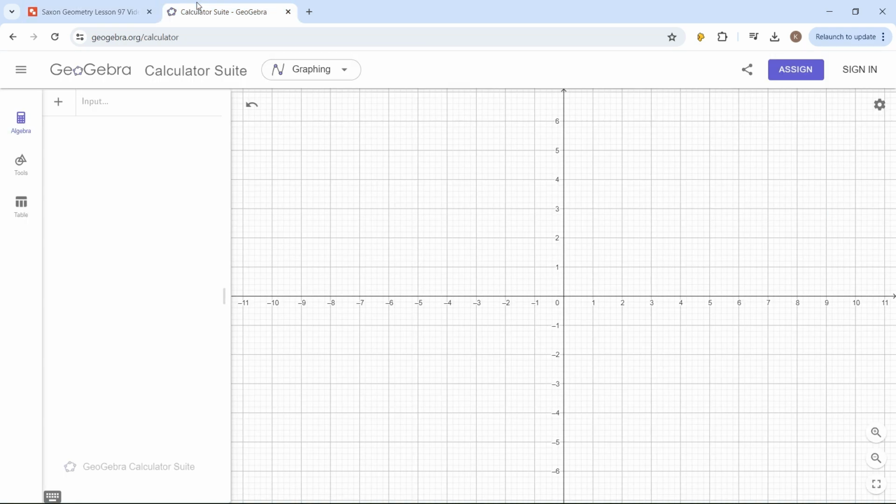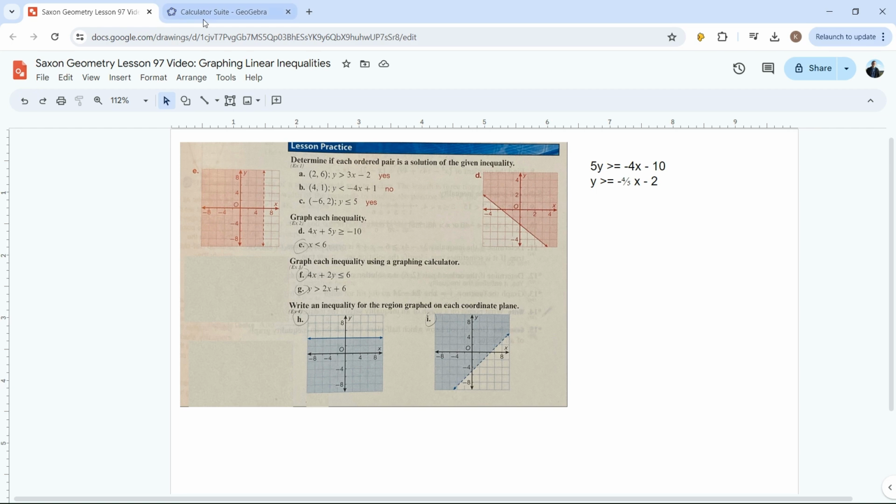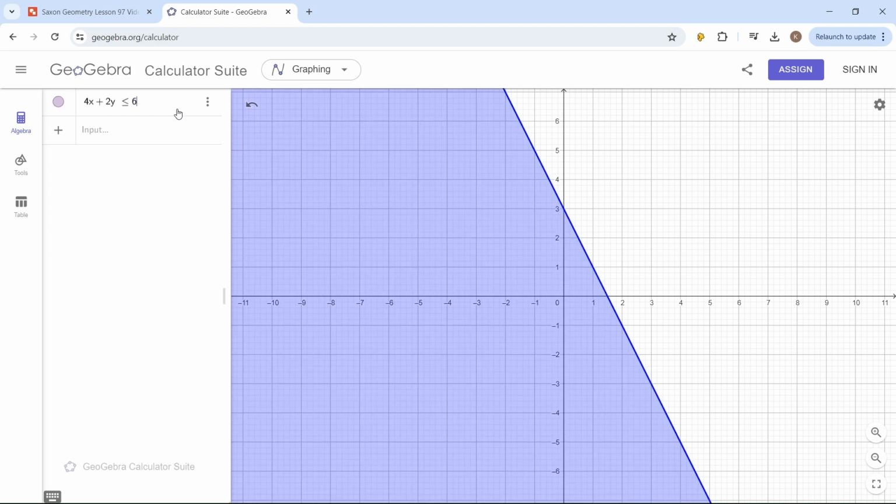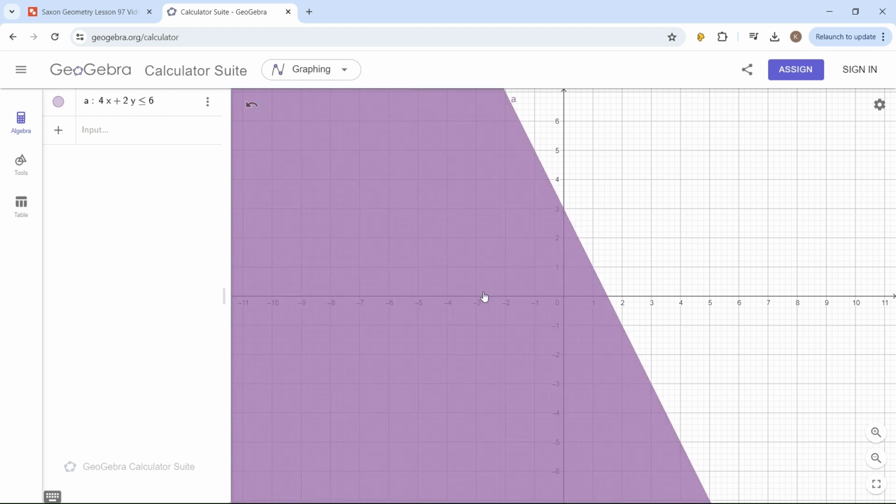4x plus 2y. So I'm going to type 4x plus 2y is less than, I use the left arrow, or equal to, I just type in the equal sign right after it. It puts the nice less than or equal to sign in there. And it's going to be less than or equal to 6. Oh, hold on. I think I lost it. Let's try one more time. 4x plus 2y is less than or equal to 6. Enter. There is our graph.